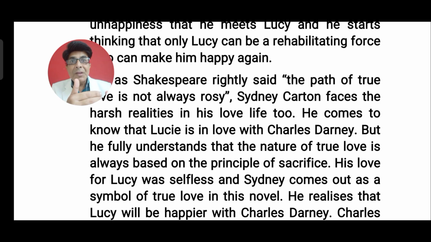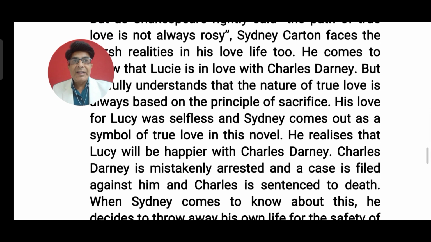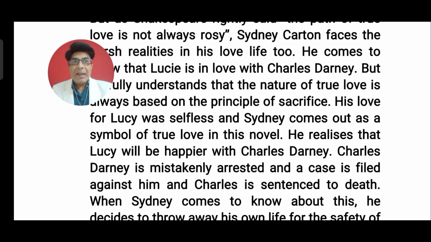So that was shocking news for him, but he fully understands the nature of true love, and that's why he believes in the ideal of sacrifice. His love for Lucy was always selfless. Sidney comes out as a symbol of true love in this novel. Why? Because when he realizes that actually Lucy loves Charles Darnay, then he withdraws himself.